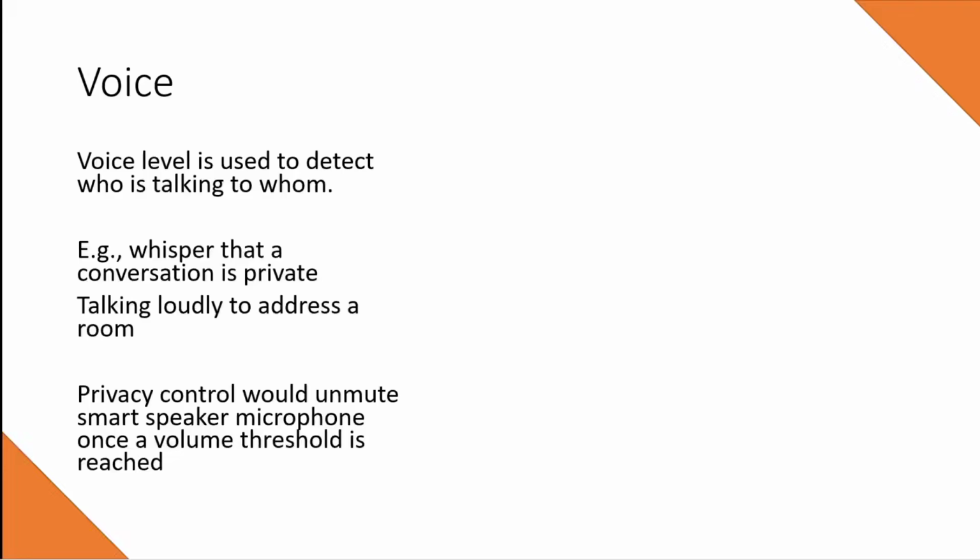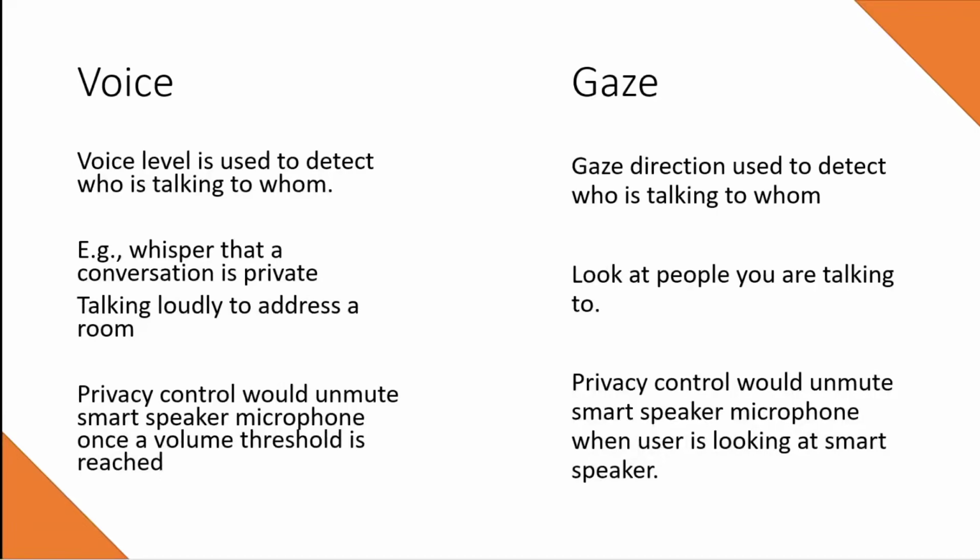The other interpersonal cue is gaze. Gaze direction is used to know who you are talking to. You generally look towards those you are talking to. A privacy control with gaze direction would use a camera to turn on the smart speaker when you are looking at it. When you are looking away, the smart speaker's microphones turn off.